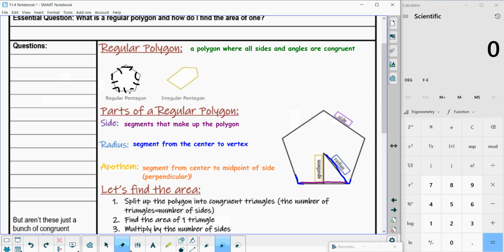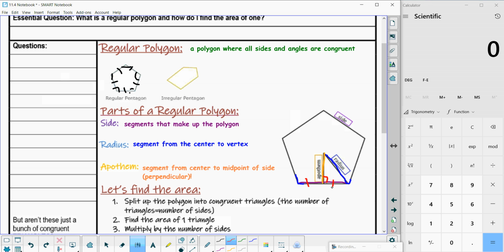And then the apothem is a segment from the center to the midpoint of a side, and it's perpendicular. So I'm going to highlight that in orange. So from the center to the side, but specifically the midpoint, which means it splits the side in half. So I'm going to write the congruency marks, and it's perpendicular, so it intersects at a right angle.